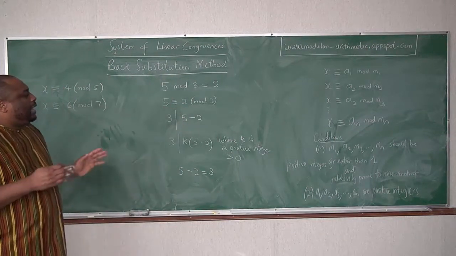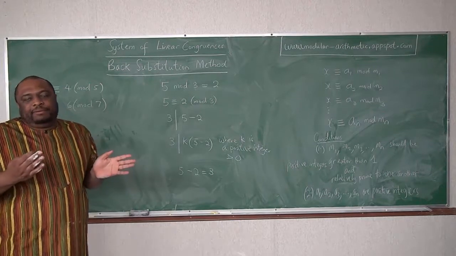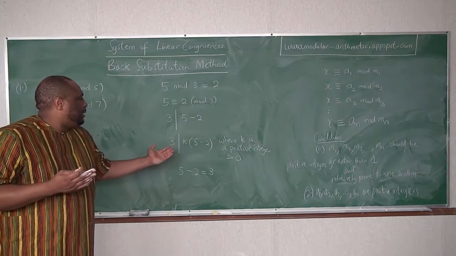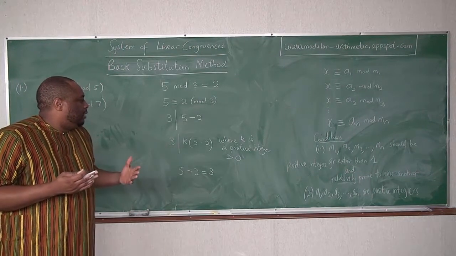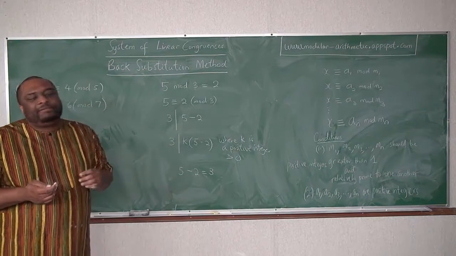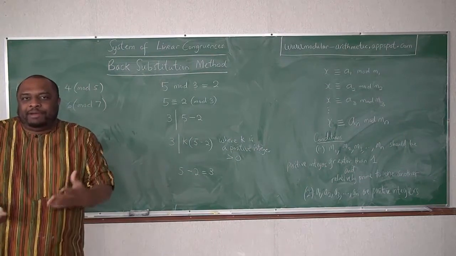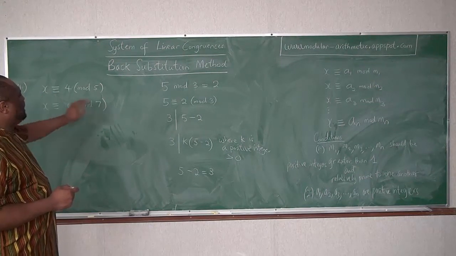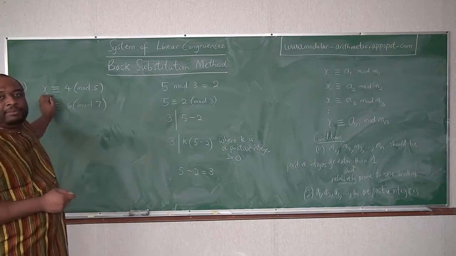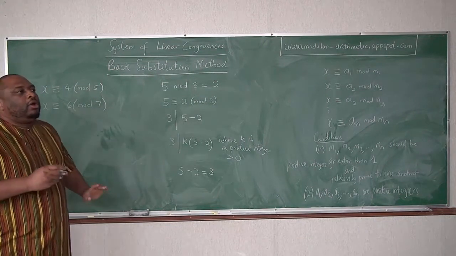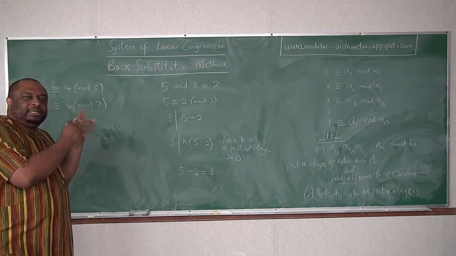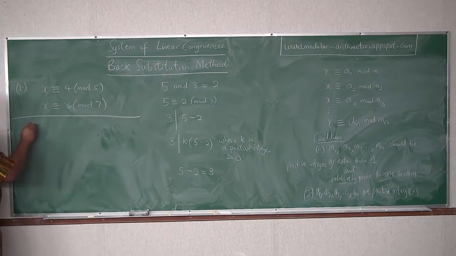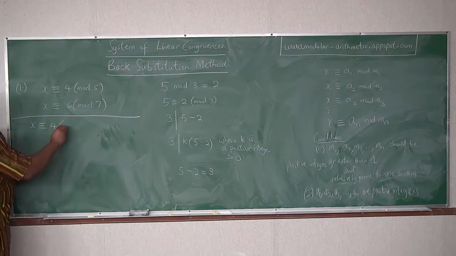If it's not 5, let's say now, here at least we have 5, but if we have a variable, like we have it here, as you can see, instead of 5, we have the variable x here. Let's bring this idea here. We'll start from here. X is congruent to 4 mod 5.